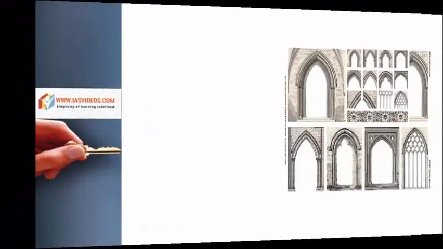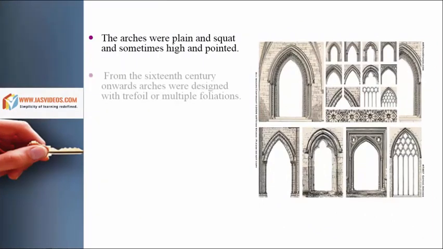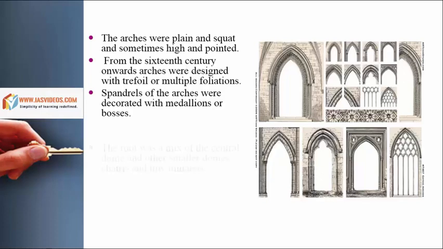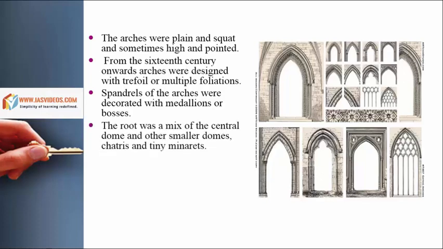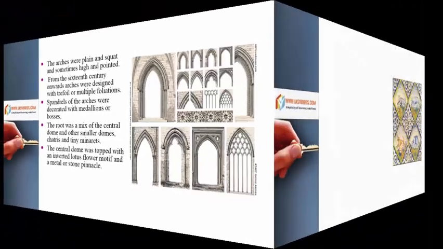The high relief carving has a three-dimensional look. The arches were plain and squat and sometimes high and pointed. From the 16th century onwards, arches were designed with trefoil to multiple foliations. Spandrels of the arch were decorated with medallions or bosses. The roof was a mix of central dome and other smaller domes, chhatris and tiny minarets. The central dome was topped with an inverted lotus flower motif and a metal or stone panache.